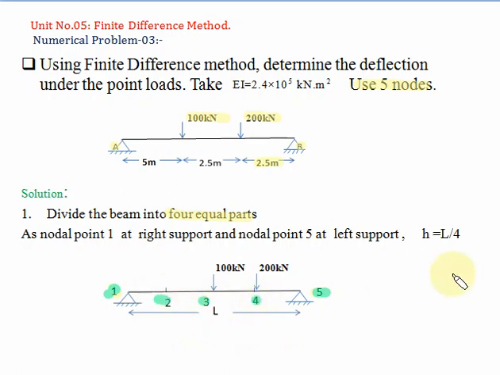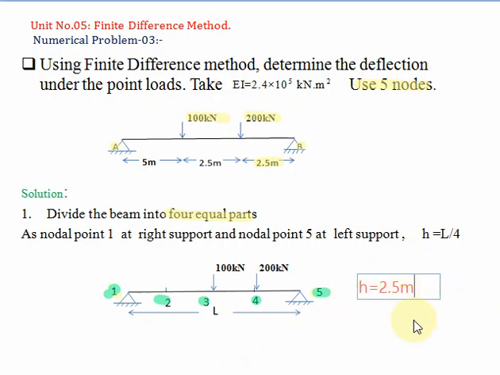So here the total length is how much? 5 plus 2.5 plus 2.5, total length is 10. So 10 divided by 4, we have divided into 4 parts, 1, 2, 3 and 4. So 10 divided by 4 is equal to 2.5. So here the value of H is equal to 2.5 meter.